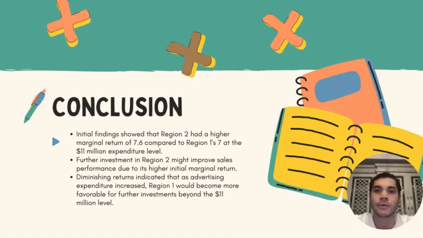We conclude that our initial findings show that Region 2 had a higher marginal return of 7.6 compared to Region 1's 7 at the $11 million expenditure level. Further investments in Region 2 might improve sales performance due to its higher initial marginal return. And finally, diminishing returns indicated that as advertising expenditure increased, Region 1 would become more favorable for further investments beyond the $11 million level.